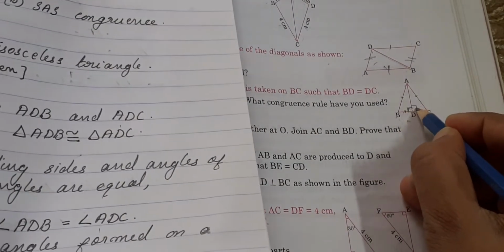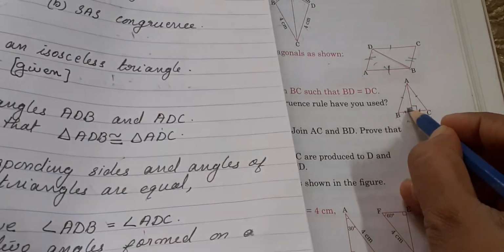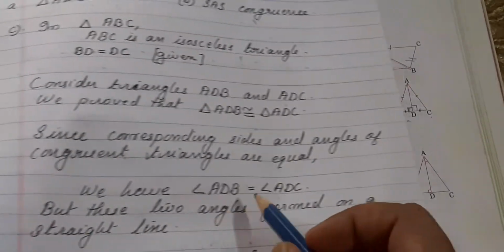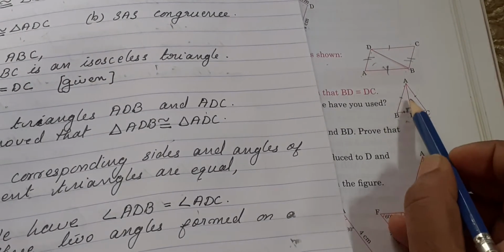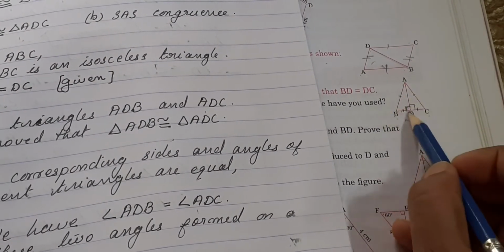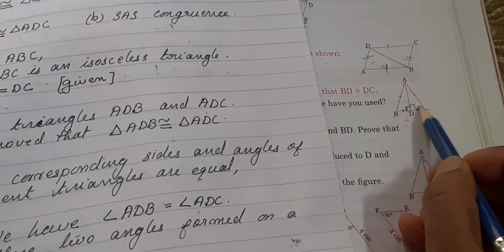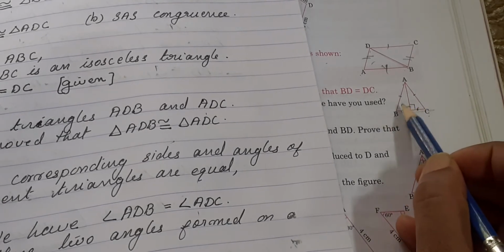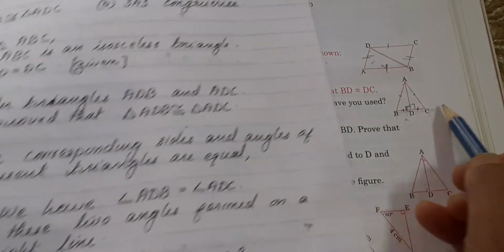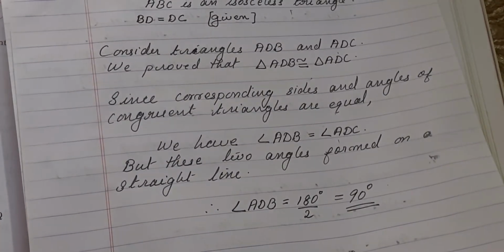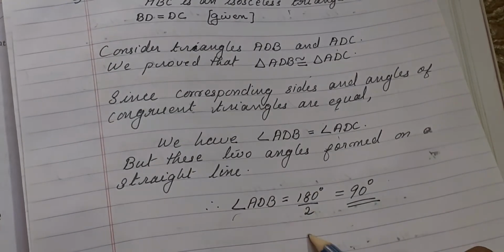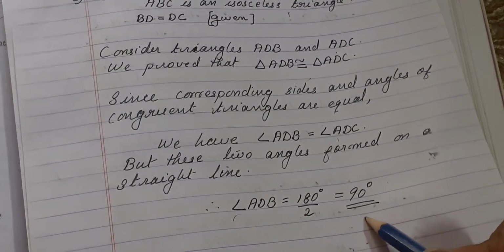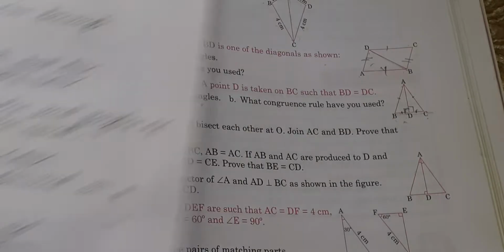These two angles, corresponding angles, should be equal. Then we have ADB is equal to ADC. These two angles formed are on the straight line. So how much will be each angle? 180 divided by 2, so each angle will be 90 degrees. That means angle ADB is equal to 180 degrees by 2, which is equal to 90 degrees. Hope it is clear for you all.